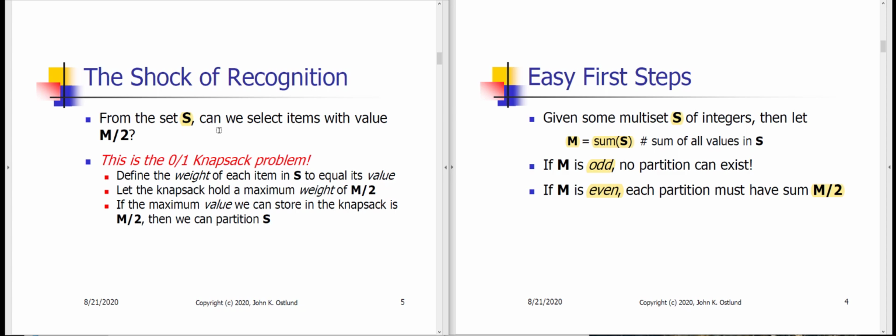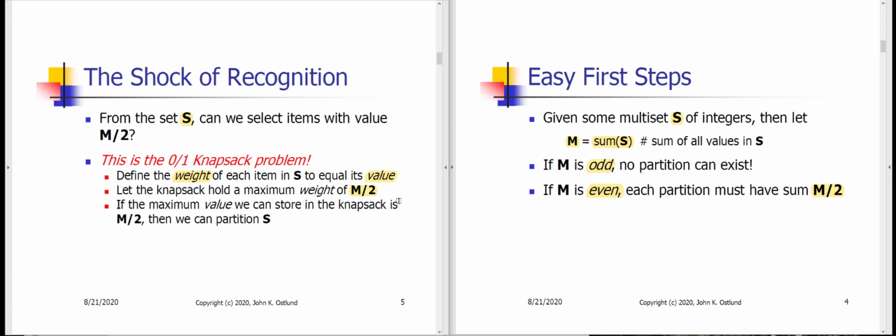Let's think back to our knapsack problem where we had items with weights and values, and we were interested in knowing what the maximum value was that we could fit into a knapsack that had a certain maximum weight that it could carry. Well, actually, this partition problem is just a special case of that knapsack problem. Suppose that we define the weight of each item in our multiset to be the same as its value. And suppose we define our knapsack size to be a maximum weight of m over 2.